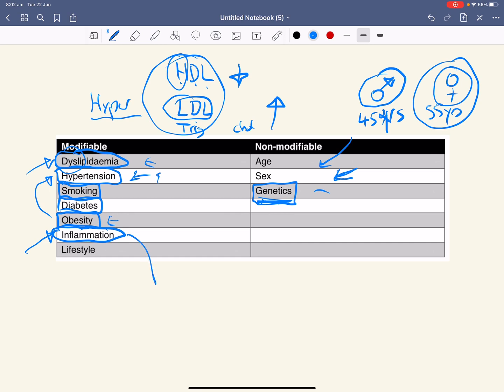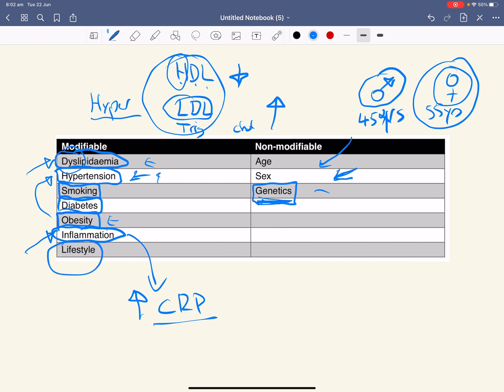So this has been mapped to CRP levels, C-reactive protein, which is an inflammatory marker that comes out of your liver. When these levels are raised, there is an increased risk of atherosclerosis and heart disease. So inflammation chronically in your system carries a greater risk of atherosclerosis.